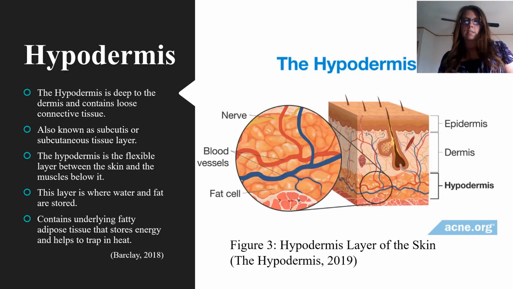The hypodermis is the deepest portion of the skin. It is flexible and attaches to the muscles underneath. The hypodermis also contains blood vessels and fat cells. The fat cells are where fat is stored to help keep heat in and to store energy.